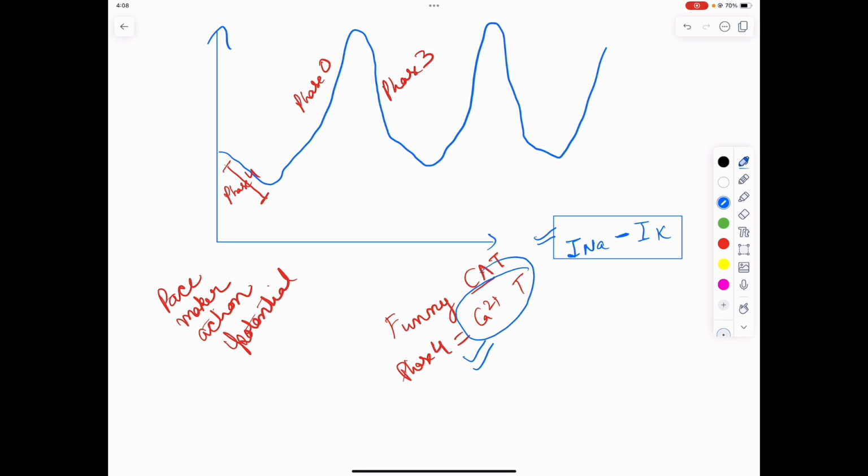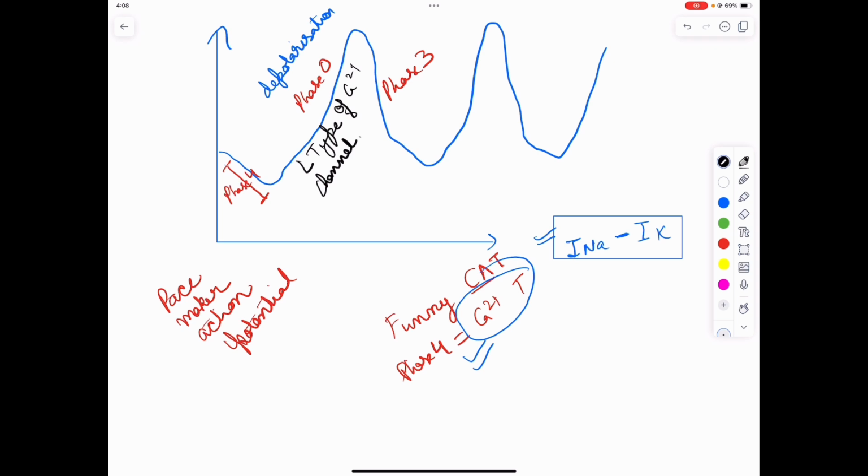But as soon as we move on towards phase 0, phase 0 is known as the depolarization phase. But what happens here is the opening of the long L-type calcium channel. And again, when we move on to phase 3, potassium channel opens, and it gets effluxed, and then it leads to repolarization.